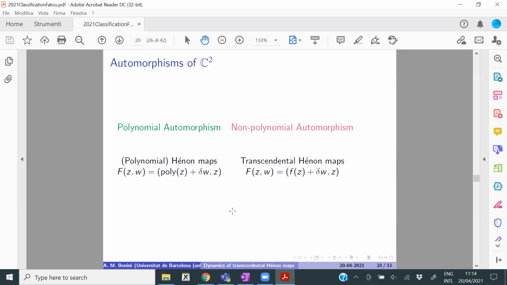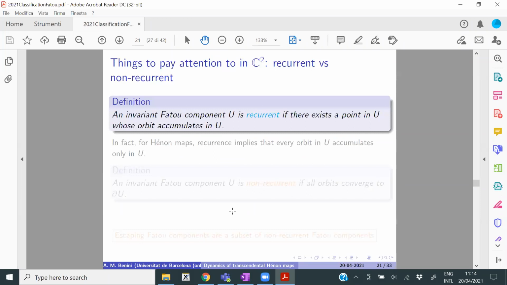And since we are all fresh, we are ready for C2. So let us look at our automorphisms of C2. We have two worlds, polynomial and transcendental, okay? Henon map, so the special thing, a function in one variable plus a linear perturbation and a swap in the second coordinate.